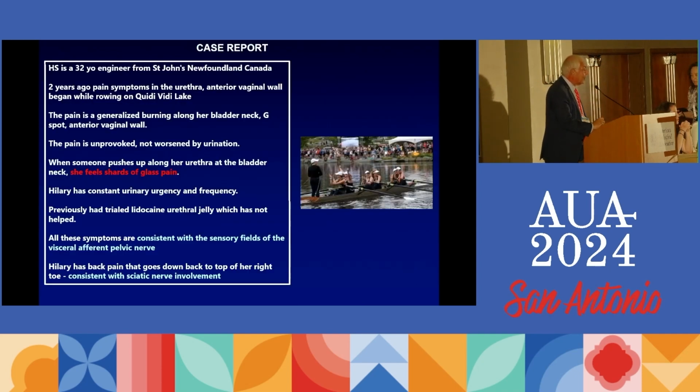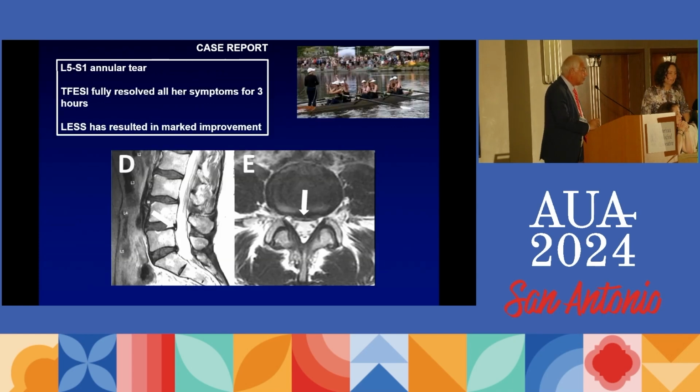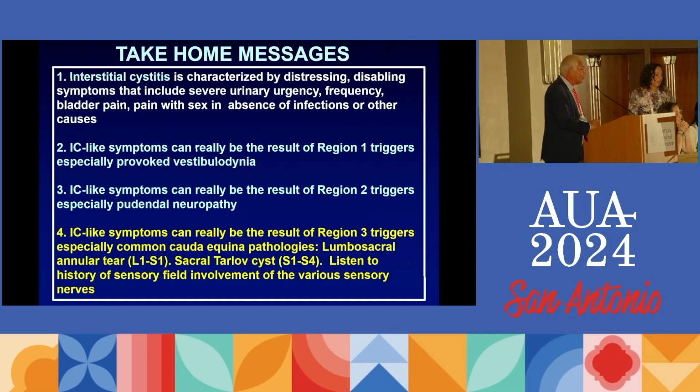So I have 2 more slides left. This is a woman from St. John's, Newfoundland, Canada, who rowed on Lake Quidi Vidi, for those Canadians here. But the boats weigh a lot, and they hurt her back. And she went to urologists with shards of glass in her urethra and shards of glass on the anterior vaginal wall. And she ended up in San Diego. We found her cauda equina from her rowing, so she had a disc from the rowing. We did surgery on her, and she has no more shards of glass.